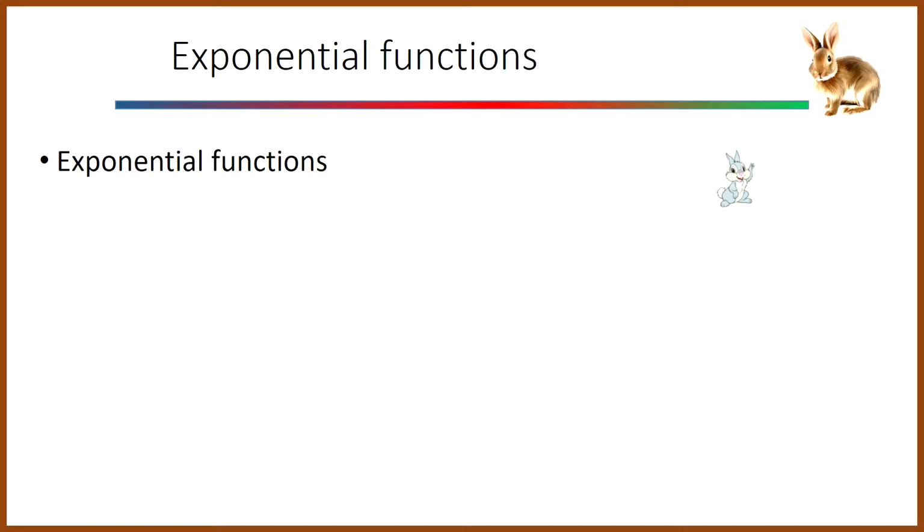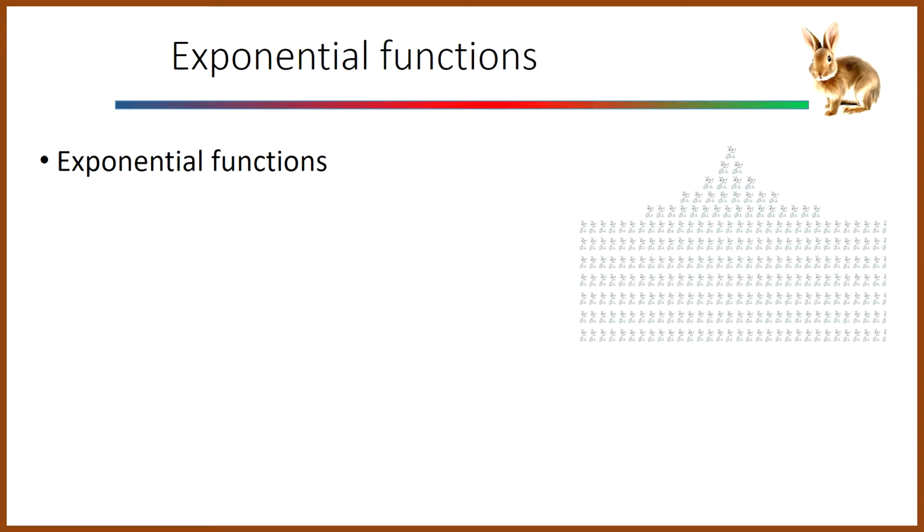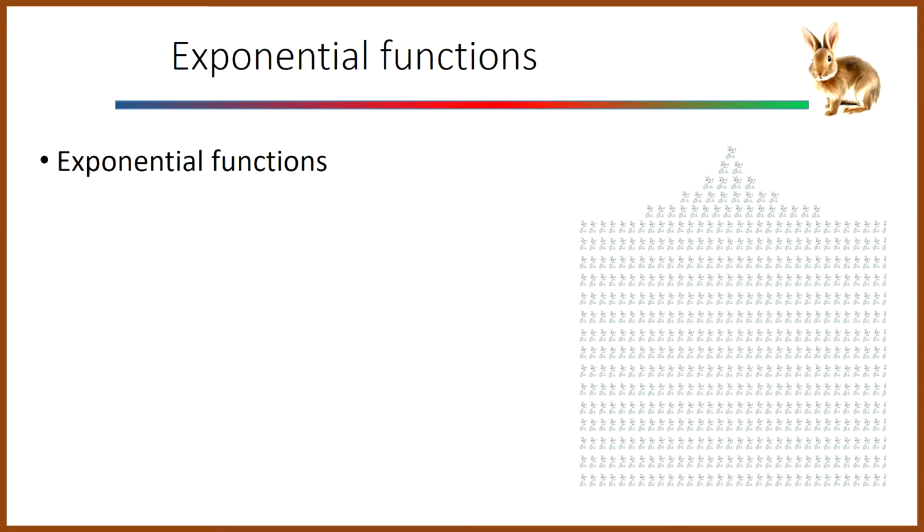Next, we're going to talk about exponential functions. Consider for a moment a population of rabbits. They breed like, well, rabbits. So if we start with one rabbit, we'll soon have 2 rabbits, then 4, then 8, 16, 32, 64, 128, until the rabbits have completely overrun our backyard.